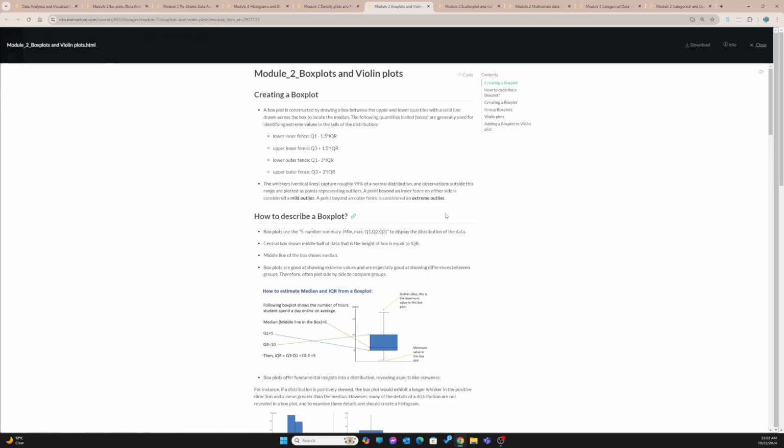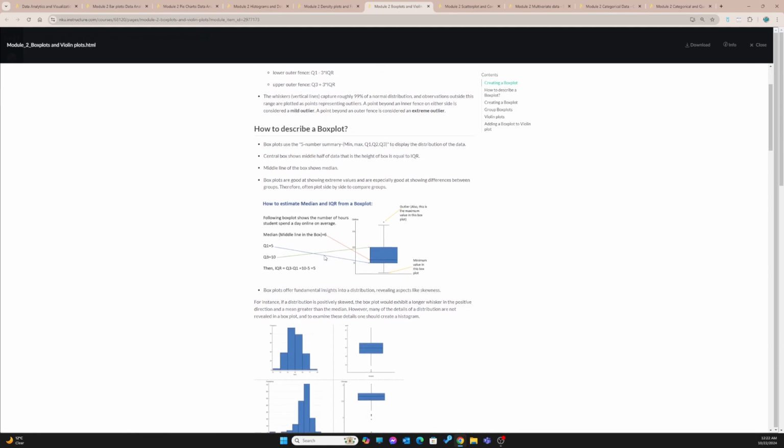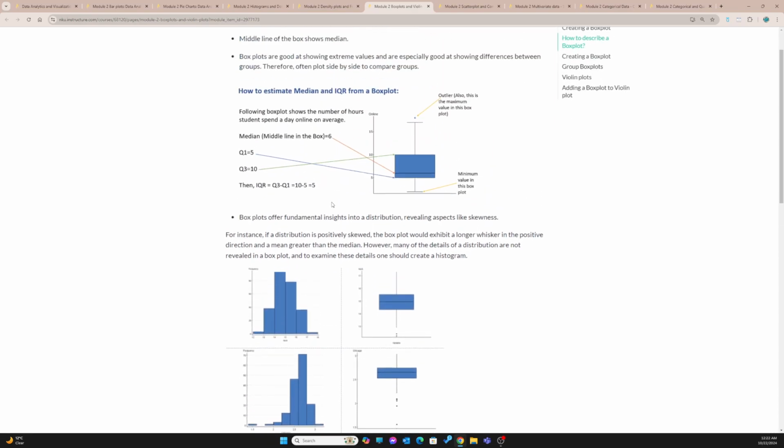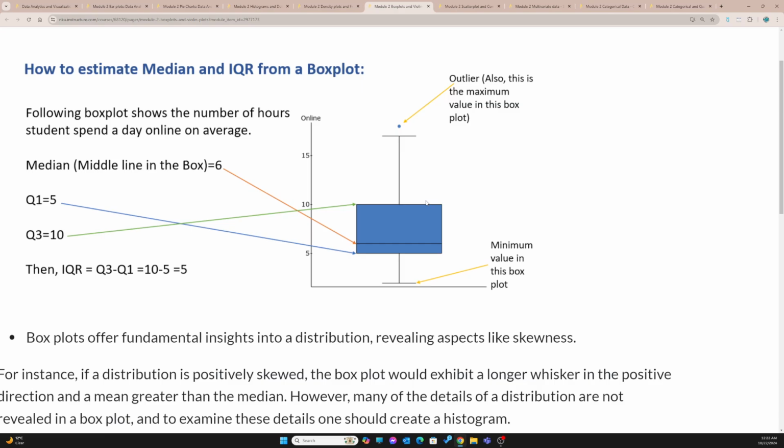The next ones that we're going to talk about are box plots and violin plots. The five number summary is something that you need to understand. How do you find a quartile? What is an IQR? It's up to you to figure that out. Now, from that, if you look at this, this is how you describe a box plot.